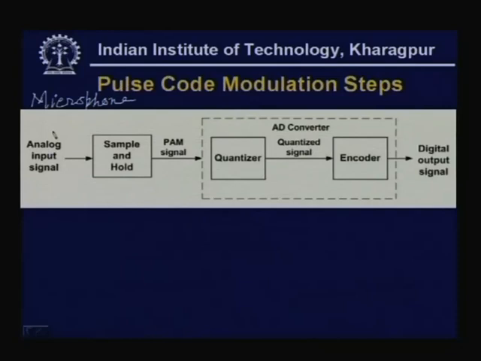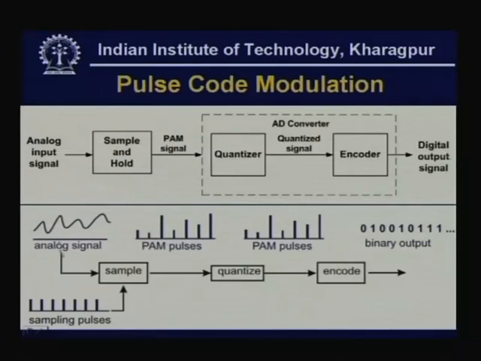If it is voice, then using sample and hold you are converting it into a PAM signal. Then the AD converter has two parts, quantizer and encoder. Then it generates the digital output as shown here. So, this is the analog signal, this is the sample pulses, and this is the PAM signal, and after quantization and encoding you get the binary output, the digital data, which can be line encoded for sending to the transmission media.